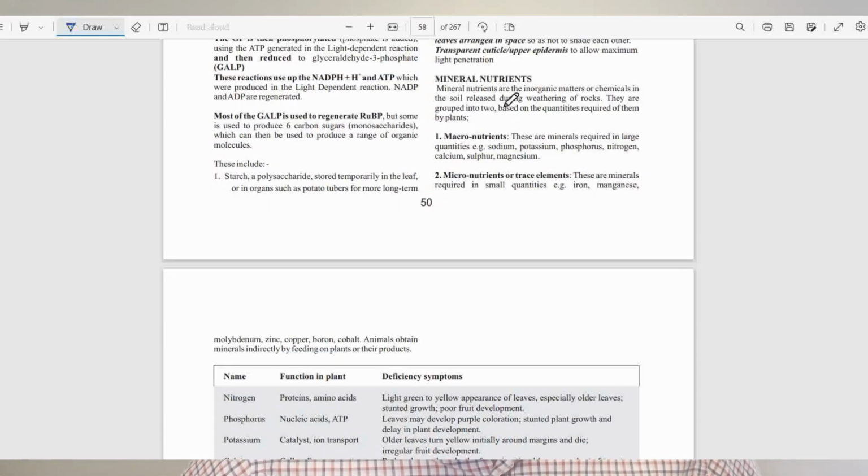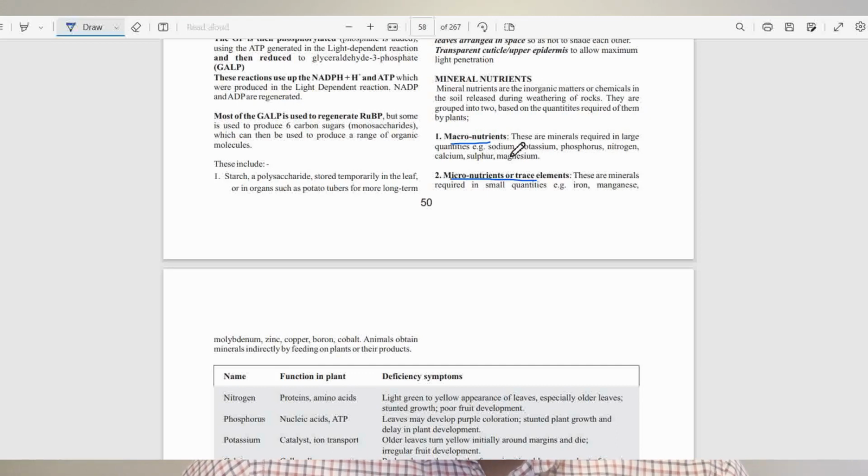Then we talk about mineral nutrients. So mineral nutrients are the inorganic matter or chemicals in the soil that are released during the weathering of rocks. They can be grouped into the macronutrients and the micronutrients. The micronutrients are also called the trace elements. What I used to do as a student is to just remember the macronutrients. So when I see questions that ask you to identify which of these is not a micronutrient or a macronutrient, you can tell. You don't need to remember all of these nutrients. Just know which is macro, and then you can tell that the rest is micro.